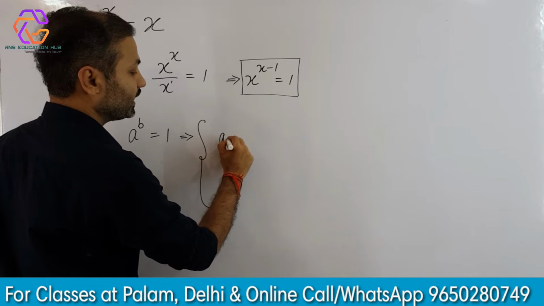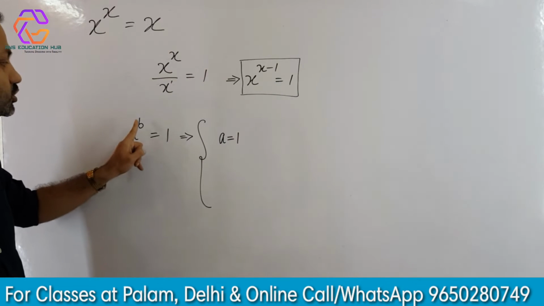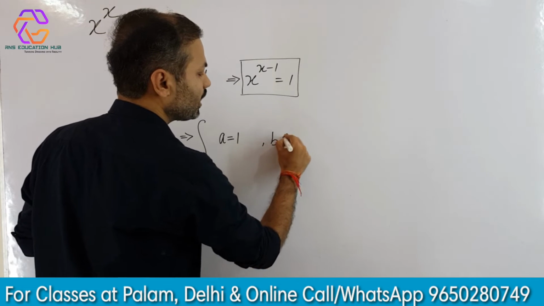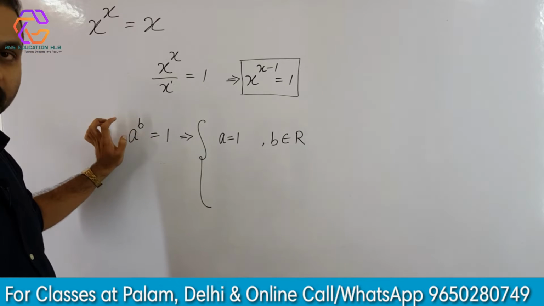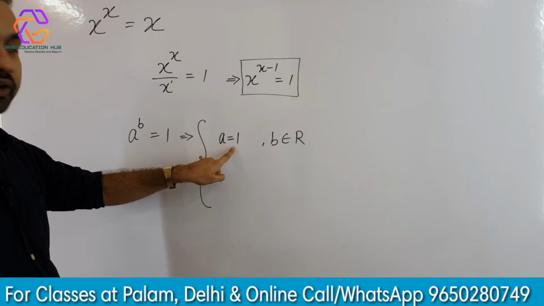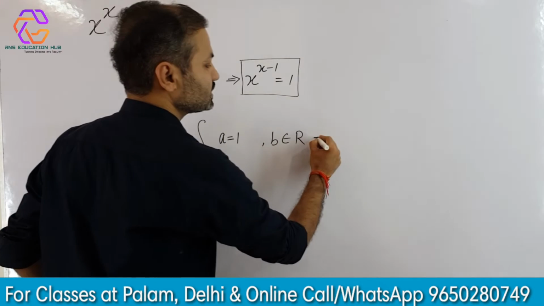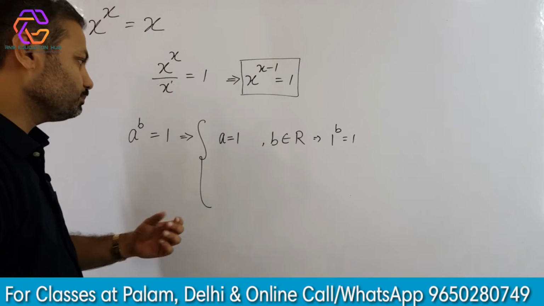One thing is if our a is equal to 1. If our a is 1, we can raise it to any power. So our b belongs to any real number. Any real number b can be. So if a is equal to 1, this condition will be satisfied, because this will result in 1 to the power b, and that will always come out to be 1.